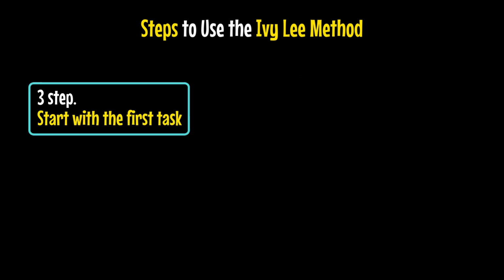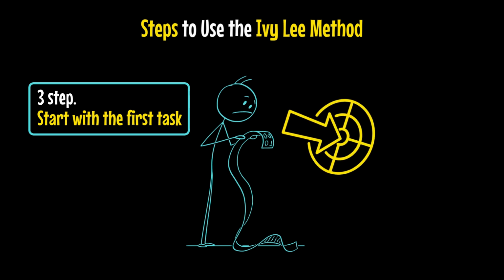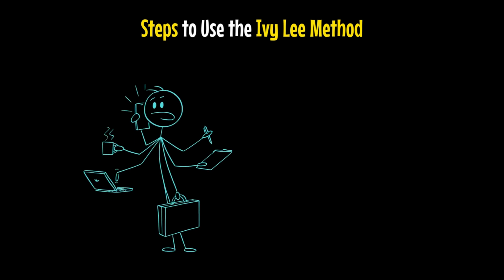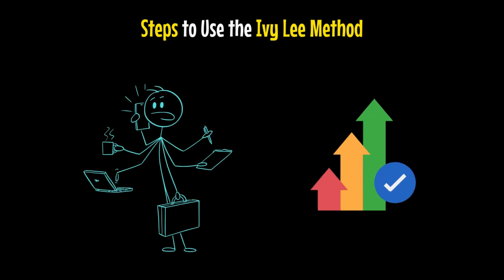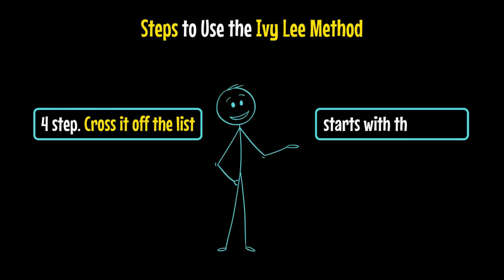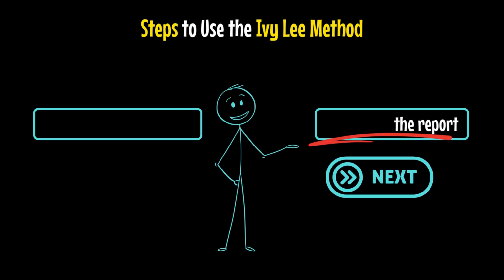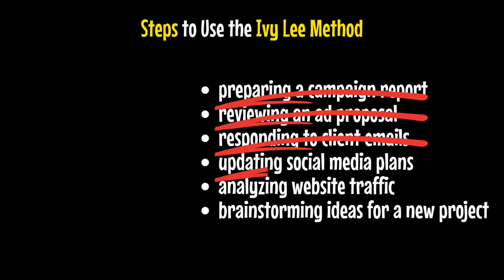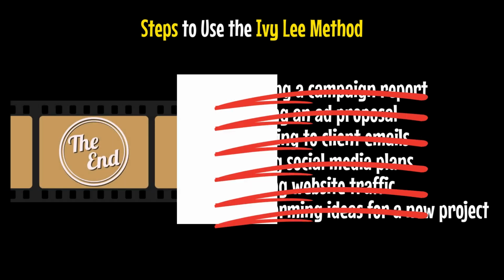Third step, the next day, start with the first task and focus solely on completing it before moving on to the next. Avoid distractions and multitasking to maintain efficiency. Fourth step, when you complete a task, cross it off the list and move on to the next. Continue this process until all tasks are completed or until the end of the day.